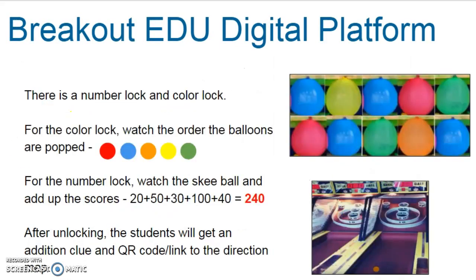For the digital portion, once they scan the QR code and get there, there'll be 2 puzzles. The color lock puzzle will watch the order that the balloons are popped, and the second puzzle will be to watch the skee ball. They'll have to add up the scores as the skee ball plays the game. So you'll see the scores here, and they'll add up to 240. After unlocking all those puzzles, they'll get a QR code and link to go to the direction map.